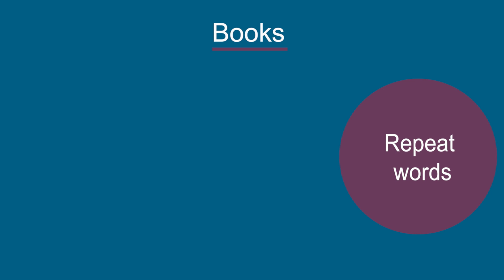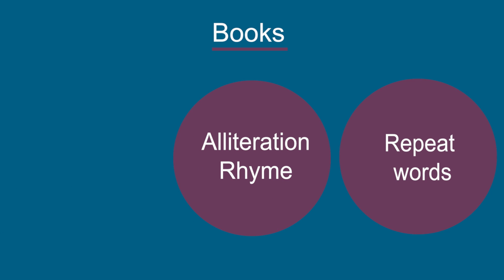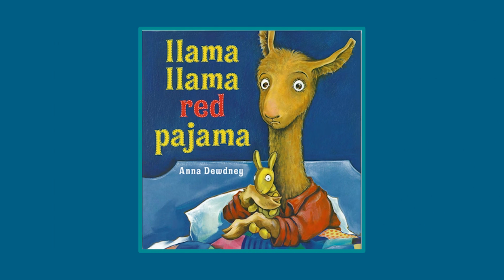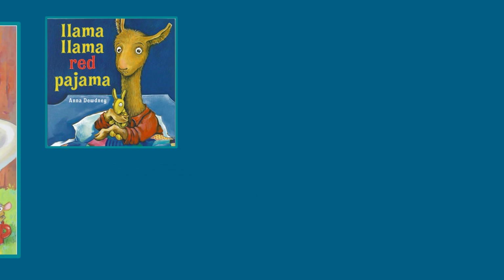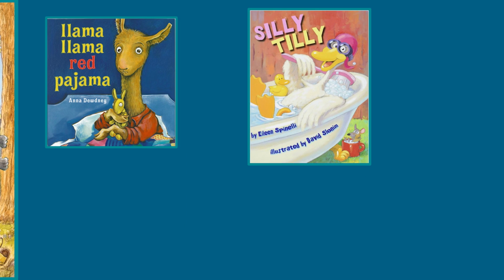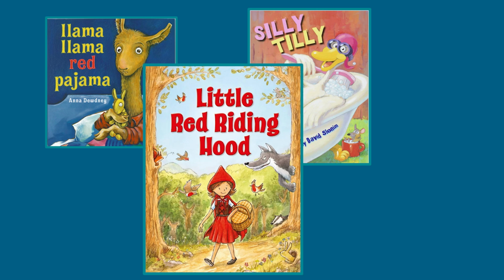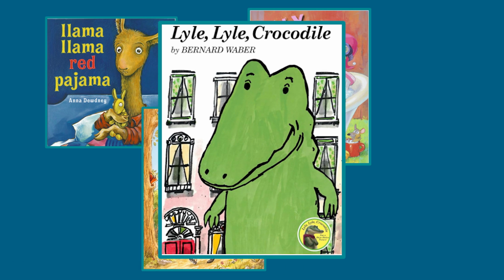Include sound activities while reading books. Reading books work well for sound activities because they repeat words and they have alliteration and rhyme. Use the print in the book to help your child see the sound. Some books that work well to highlight the "ul" sound include Llama Llama Red Pajama, Silly Tilly, Little Red Riding Hood, Lyle Lyle Crocodile.